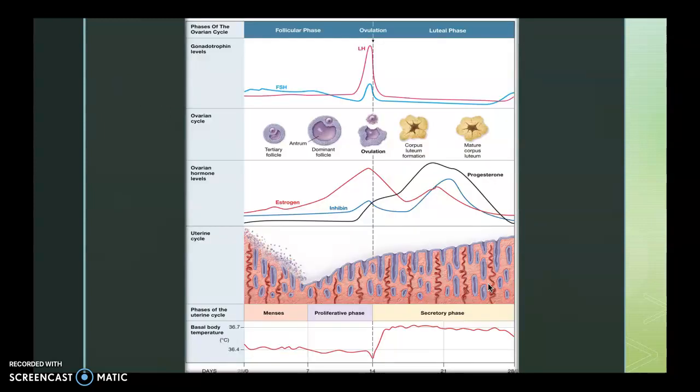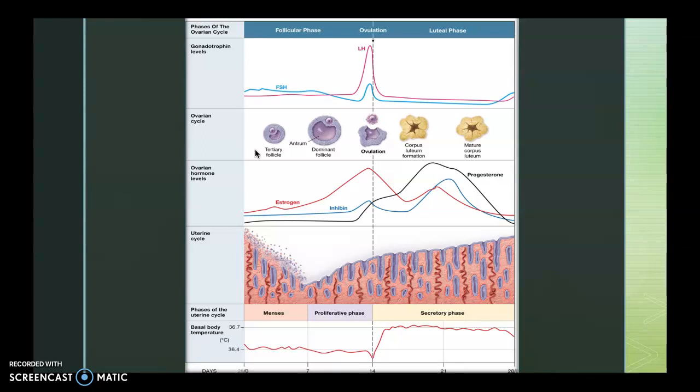Again, I just wanted to review this now with all the information given, back to this original slide or image, just because it has great information. You can see the gonadotropin levels right here. We have FSH and LH, and the surges of them during ovulation. And then you also see the follicle development over the stage of the cycle.